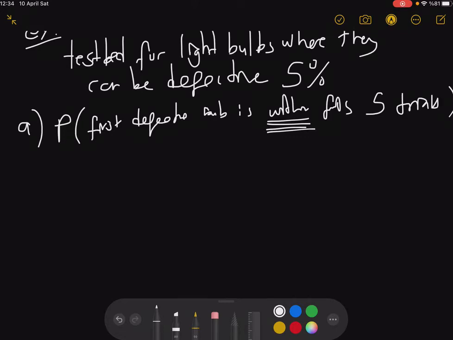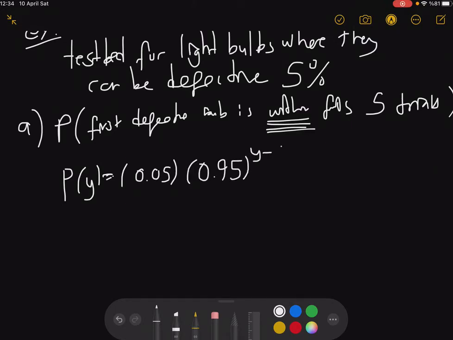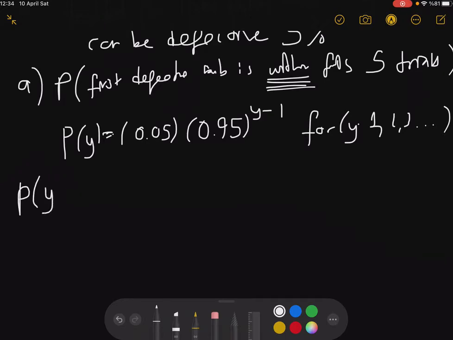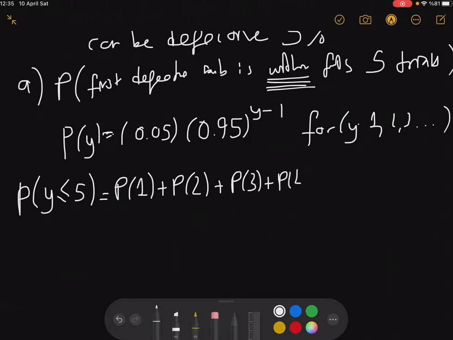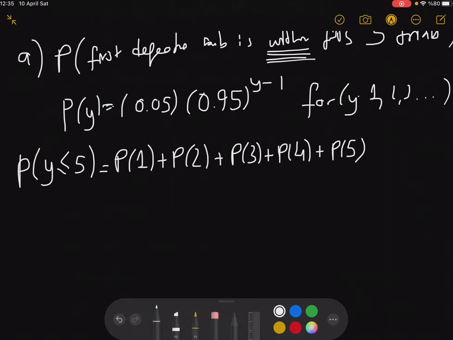If you generalize this, the probability of Y equals y is p, being defective, which is what we're curious about, times q^(y-1), where y goes from 1, 2, 3, and so on. So you set up the question like this. It means that you're curious about the probability of 1 plus the probability of 2 plus 3 plus 4 plus 5, within those first 5 picks. The first defective bulb is within those 5 trials.